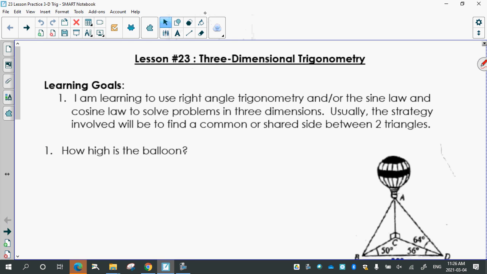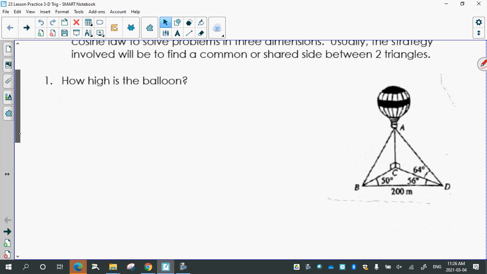All right. So we are learning to use right-angle trig and/or the sine law and cosine law to solve problems in 3 dimensions. Usually the strategy involved is going to be to find a common or shared side first. Okay, step 1, find the common or shared side.